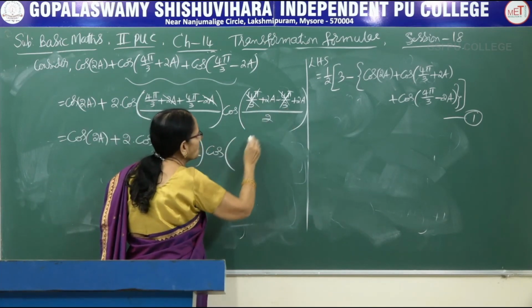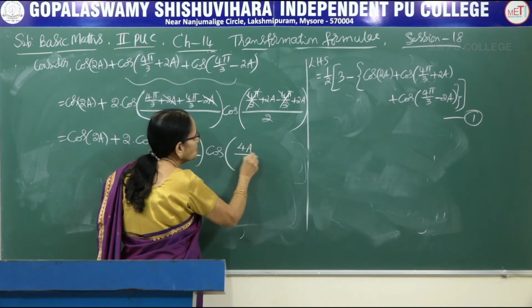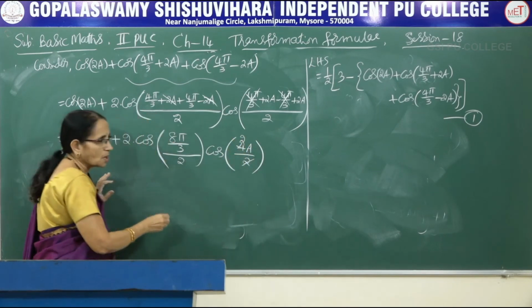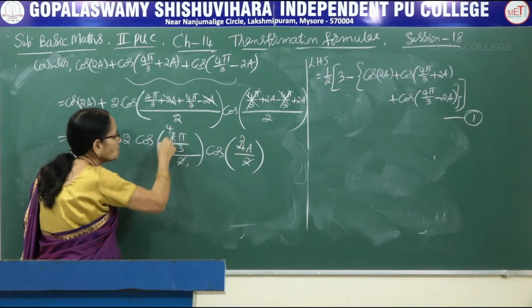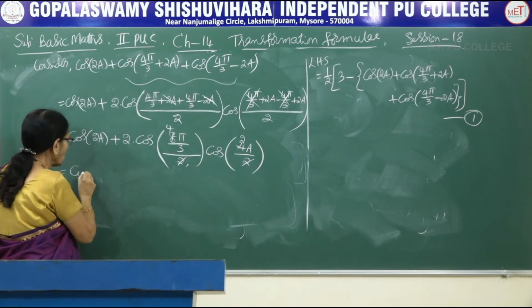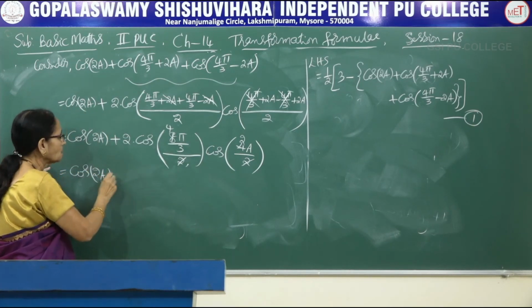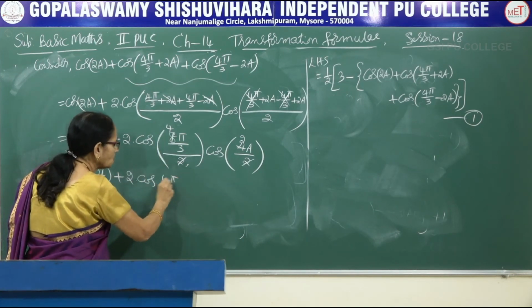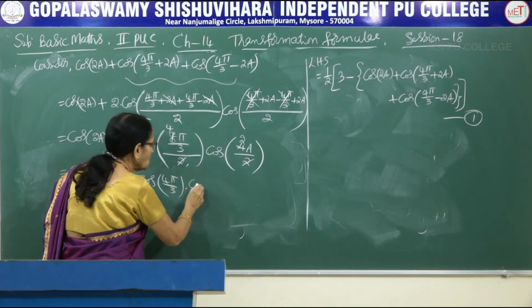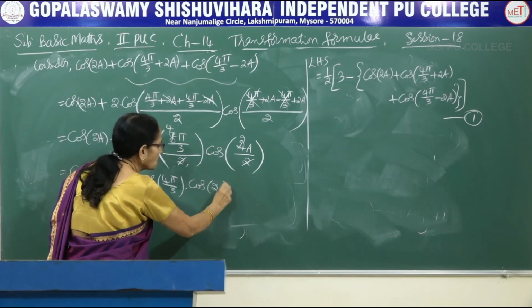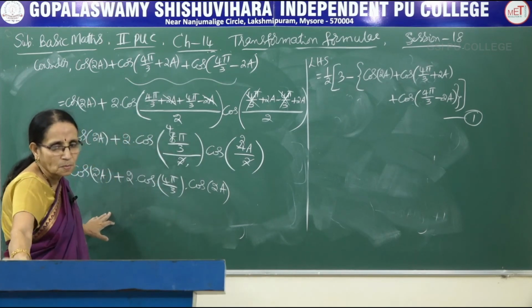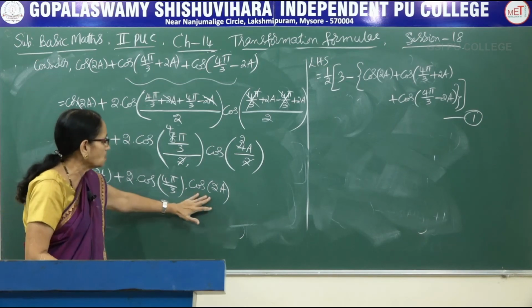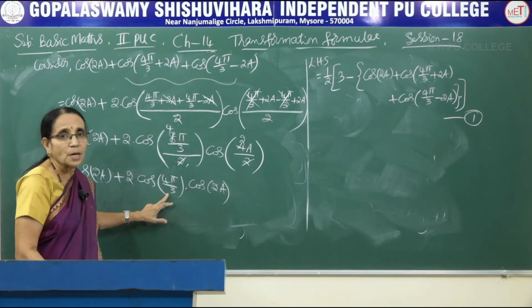So 2a plus 2a is 4a, and 4a by 2, the 2s cancel. 8 pi by 3 by 2, the 2s cancel. So we are left with cos of 2a plus 2 times cos of 4 pi by 3 into cos of 2a. Now look here, a is a general angle whose value we do not know, cos of 2a, whereas here we are having 4 pi by 3.